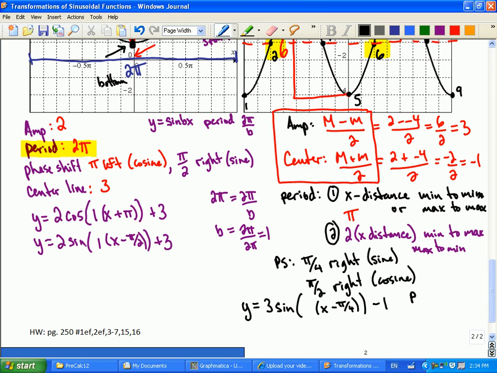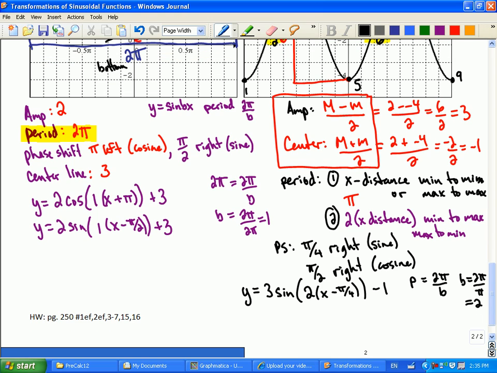Okay. Well, period is normally 2 pi over b, so b in this case, 2 pi over pi, is going to be 2. Okay. So for the last graph, the equation will be for cosine. It'll have all the same things except the phase shift is pi over 2 to the right.